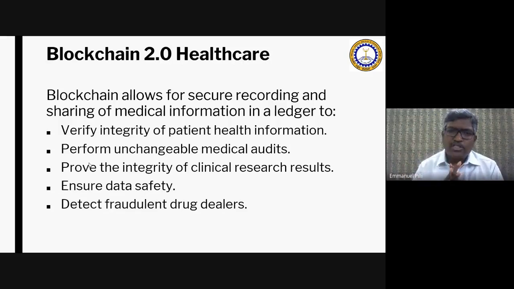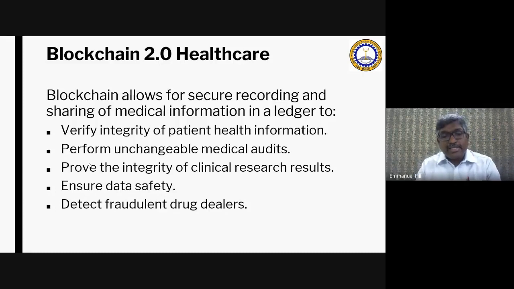So this can be possible if it can be put on blockchain, and then the data cannot be mishandled, and the data is kept private. So only the person, when he gives his credentials, only he'll be able to see that. Only the doctor can have that right to see that. So these kind of mechanisms we can create. So we can create the data safety.